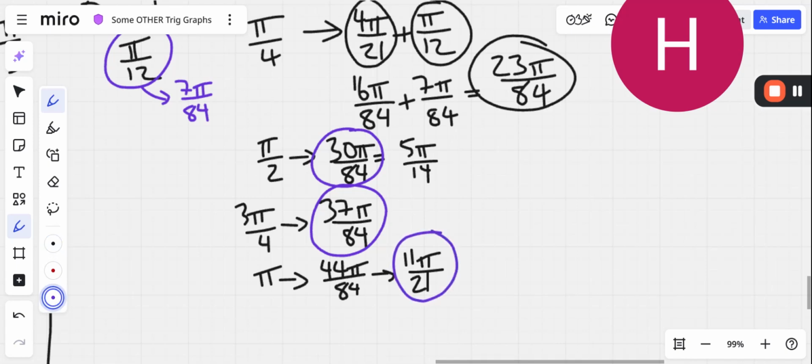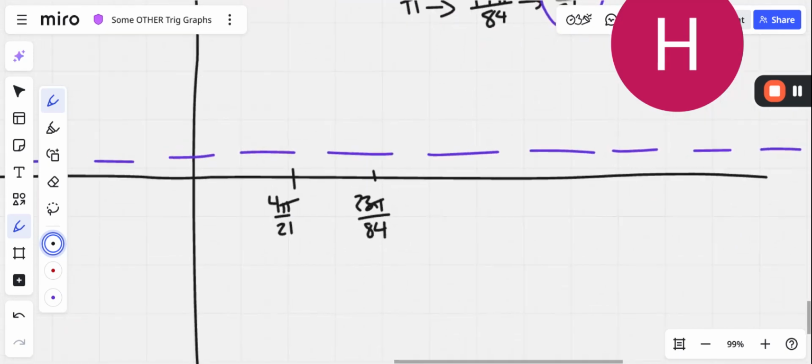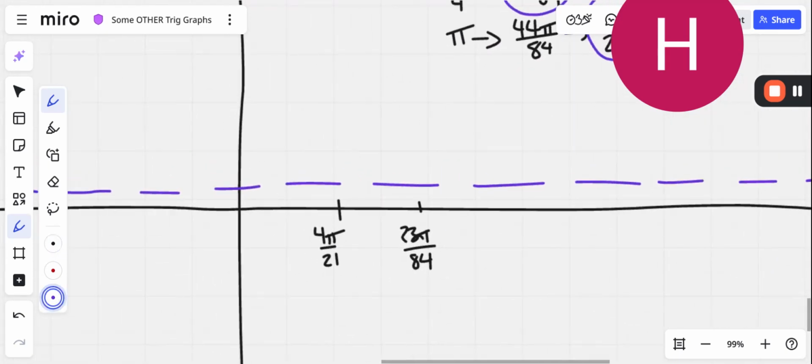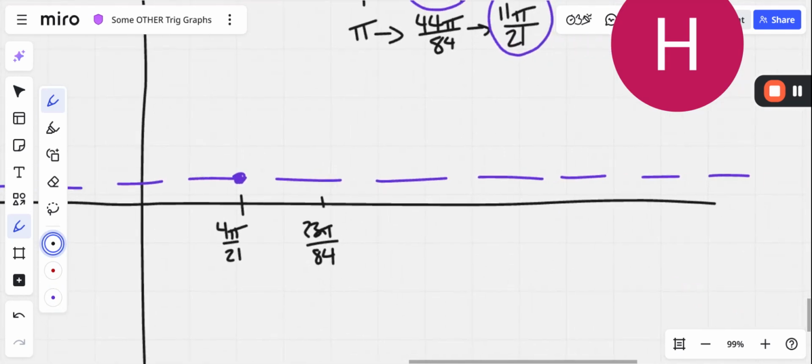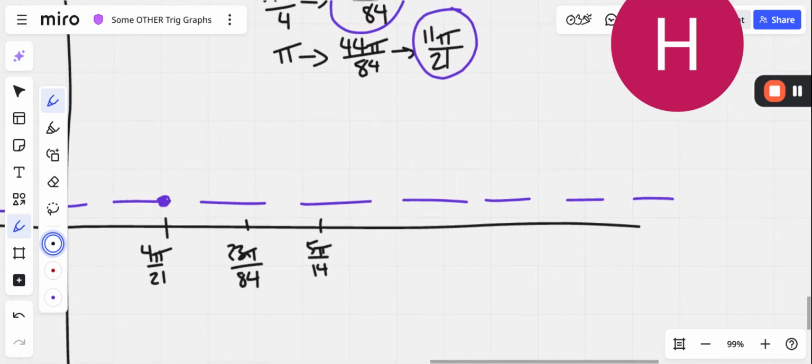And these are my special markings. Now, tangent starts at the midline, so tangent's going to begin right here. Let's put our other marks on here. I guess I'll just call this one the 5 pi over 14. Then we can call the next one, I think it was 37 pi over 84.